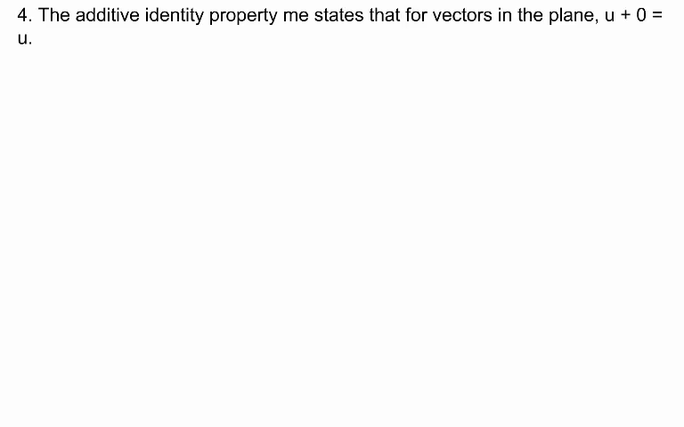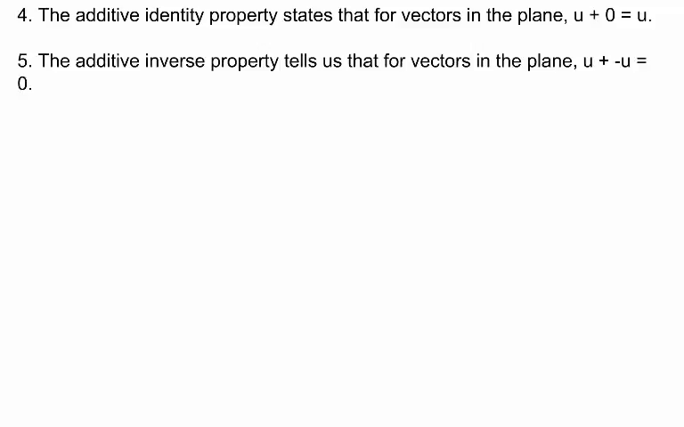Property 4, the additive identity property, says that vector u plus 0 equals vector u. The additive inverse property tells us that vector u plus the negative of vector u is equal to 0. Property 6 tells us that vectors in the plane are closed under scalar multiplication.